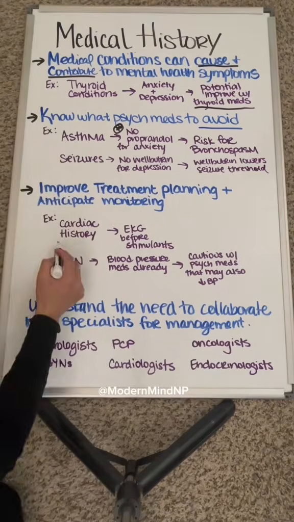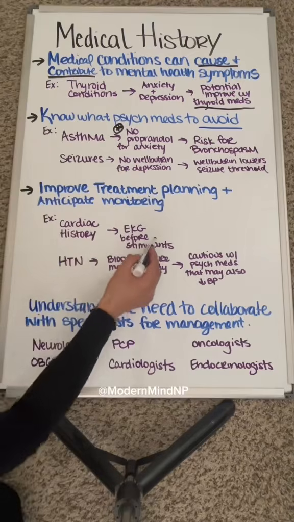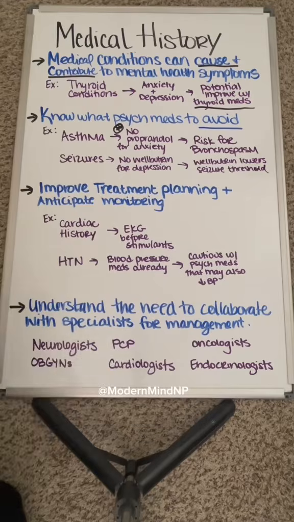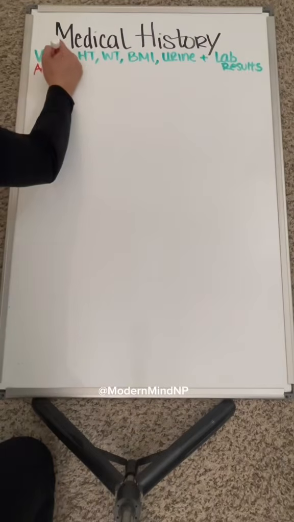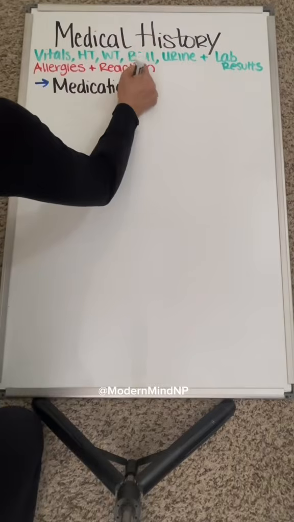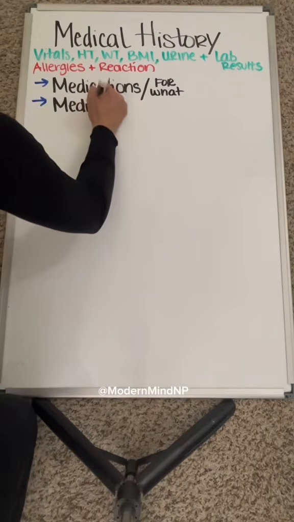Overall, getting the full picture of their medical and mental health history is going to improve treatment planning, and we can anticipate monitoring. So if they have a cardiac history, we know we need to get an EKG for stimulant. Then we can also understand the need to collaborate with specialists for more management. The medical portion of your EMR usually will have the vitals, height, weight, BMI, any urine and lab results, allergies, what reactions they have to it.